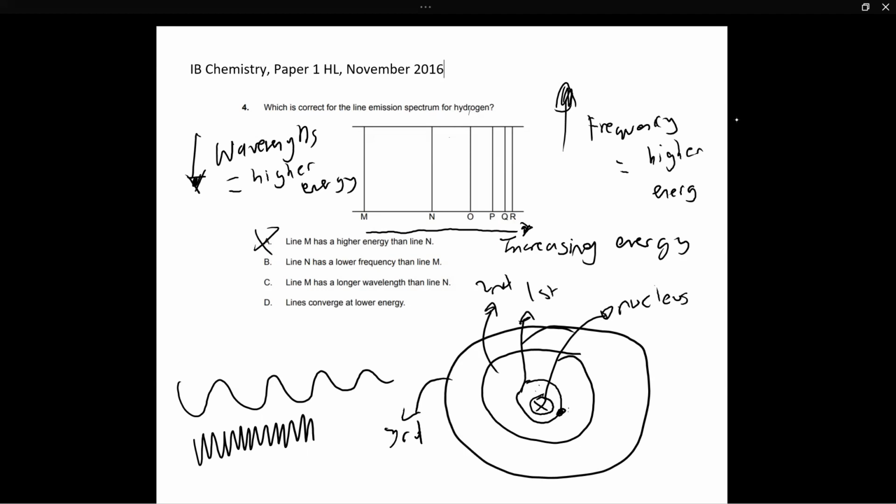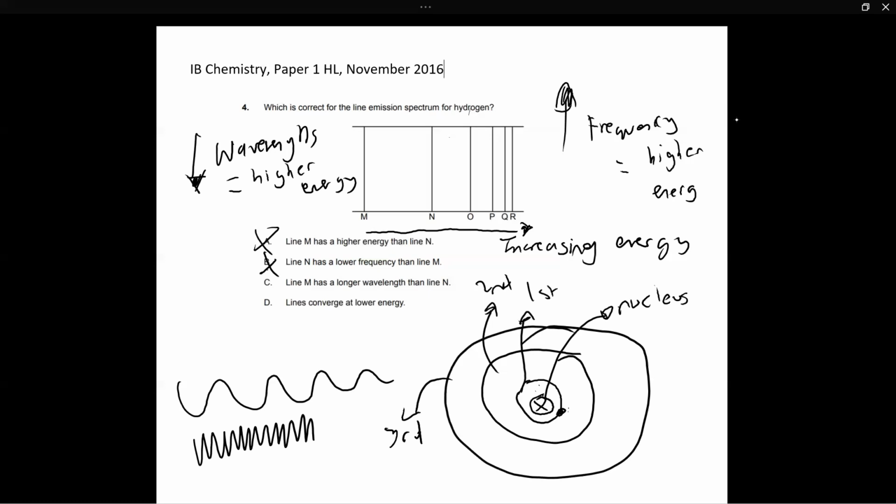So when they say that line N has a lower frequency than line M, that is wrong, because we know that line N has a higher energy than line M. This would also mean that line N would have a higher frequency than line M, because higher frequency is equal to higher energy. So option B is automatically wrong. Let's take a look at option C. Line M has a longer wavelength than line N.